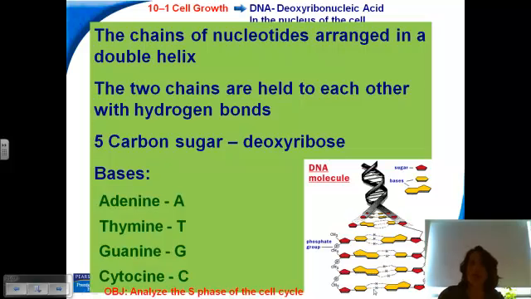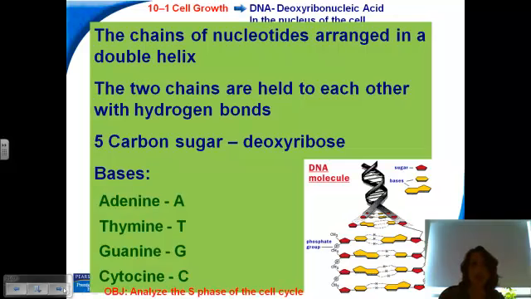So these bases are kind of what's important because they're what holds the code for all the proteins that your body makes. So the sequence of these bases are going to control what proteins your body ultimately makes. And we will learn about that in another unit on protein synthesis. But right now we're going to learn how we replicate this molecule. So the bases are A, T, C, and G, or adenine, thymine, guanine, and cytosine.